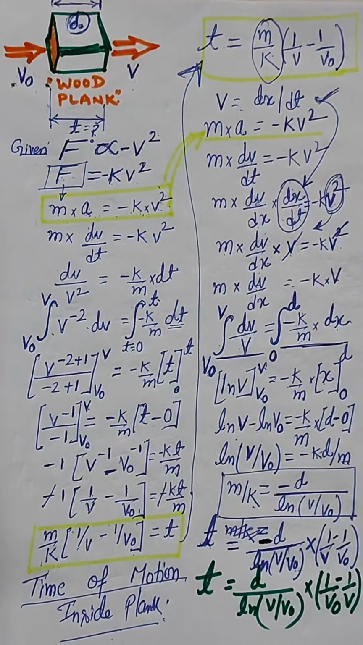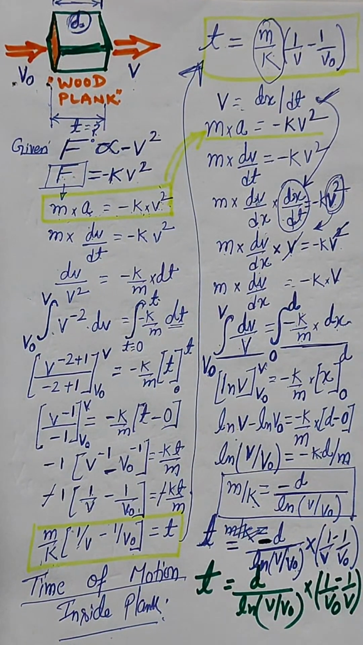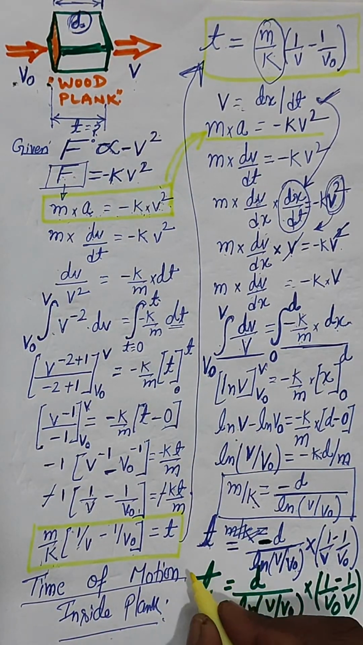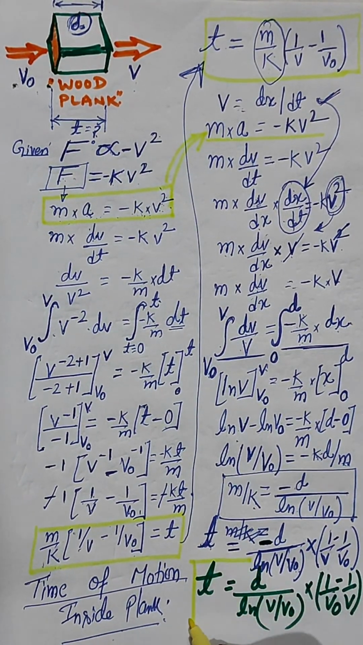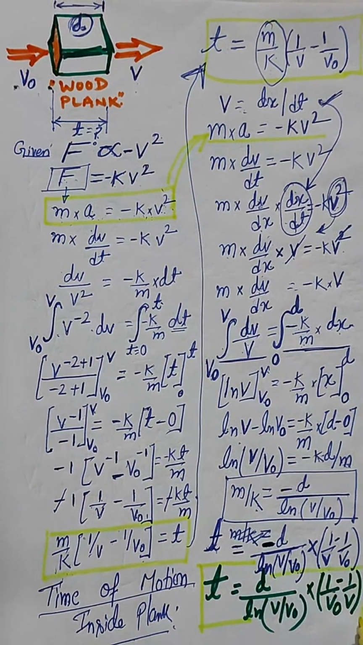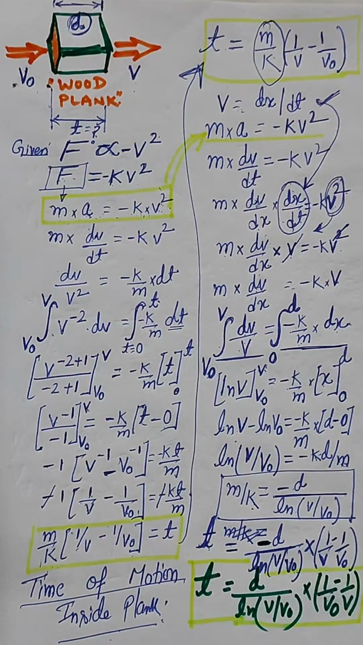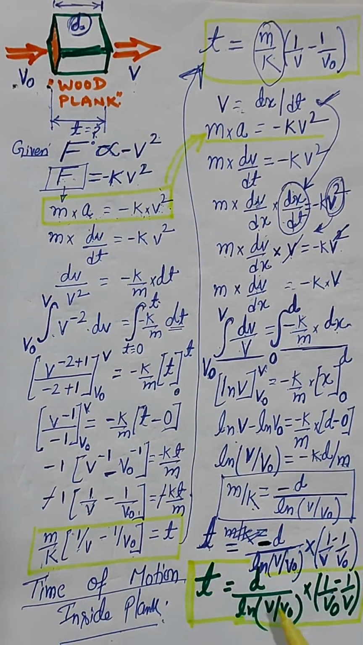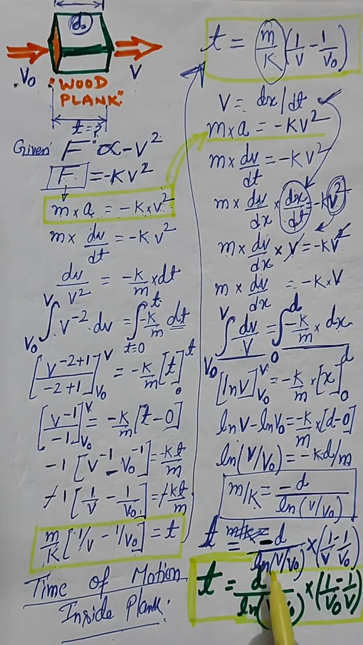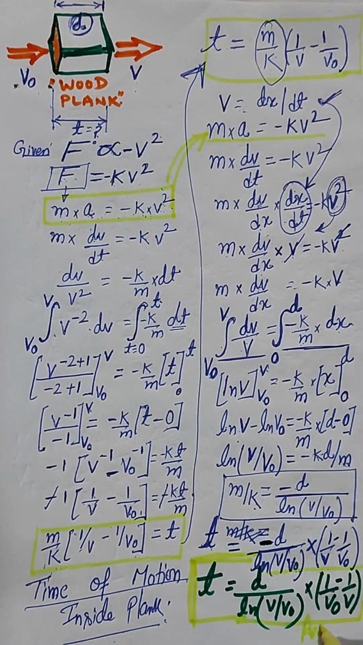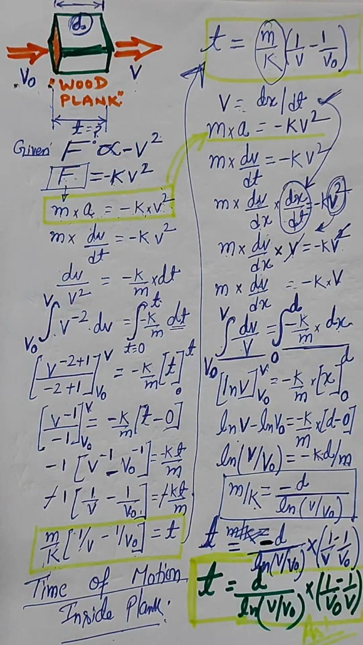So my dear friends, this is the entire solution in front of you, and here you can see the time is calculated, and it is just d by ln of v by v0 into 1 by v0 minus 1 by v. So this is our answer, my dear friends, right? If you want, I can read out the question again.